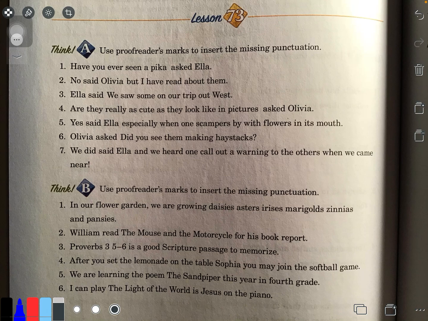Please turn your language books to page 230. I'm just trying to grab my Apple Pencil. There you go. Page 230. We're just going to do lesson 73, okay?